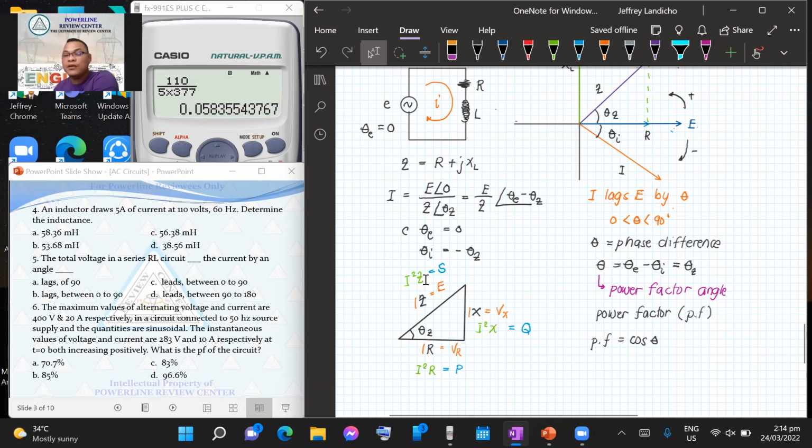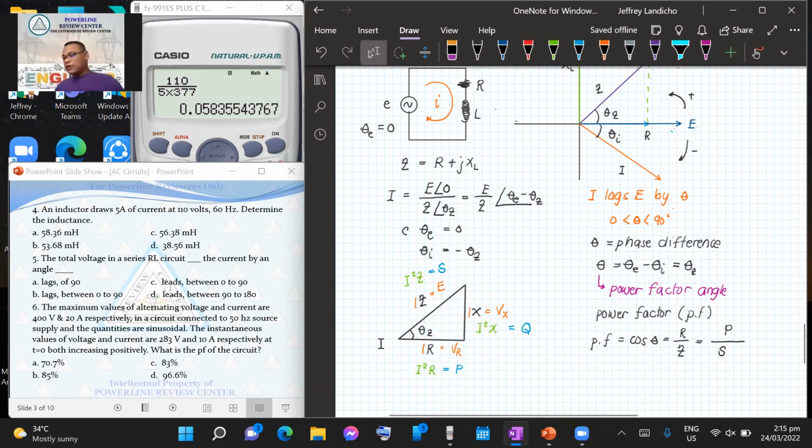Cosine is adjacent over hypotenuse. So lumalabas, this is simply equal to the ratio of resistance over the impedance. Now, tinawag naman siyang power factor kasi nga kapatid, kapag minultiply ko to ng square of current, square of current times the resistance is the real power. Square of current times impedance, that is the apparent power, which is the ratio of real over the apparent power. Kaya ang tawag natin is power factor.